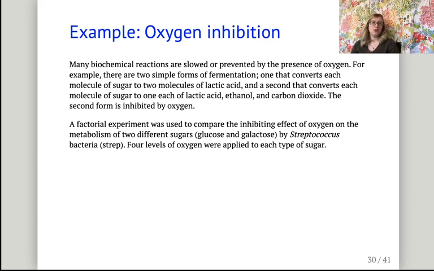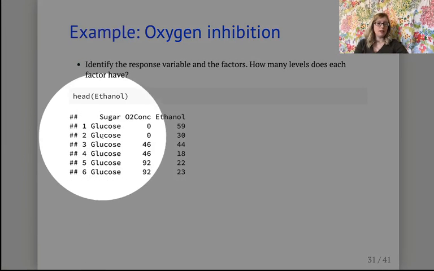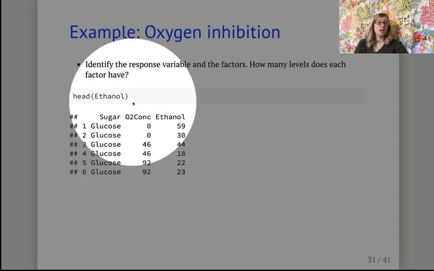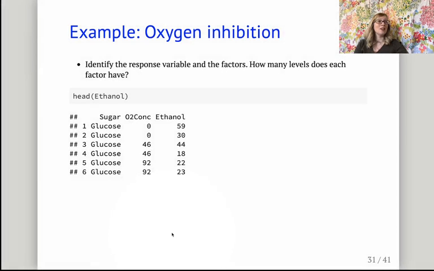So let's take a look at a new example. We're going to take a look at an experiment that was done to measure oxygen inhibition. The researchers wanted to compare the effect of oxygen on the metabolism of two different sugars, glucose and galactose, by strep. We've got 4 levels of oxygen. So this means that we've got essentially 2 explanatory variables. We've got sugar and the oxygen concentration. So sugar is our first explanatory variable. Oxygen concentration is our second explanatory variable. The amount of ethanol that's produced is our response variable.